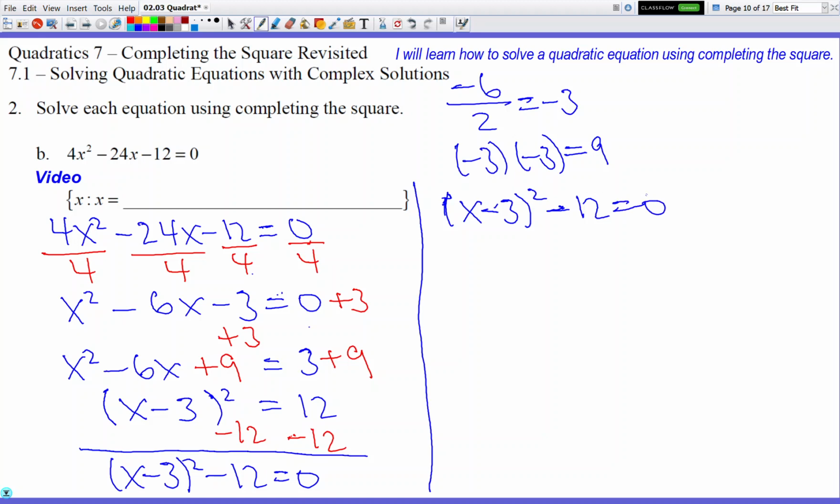Sorry about that. Alright, so let's get rid of the -12. So we're going to add 12 both sides.